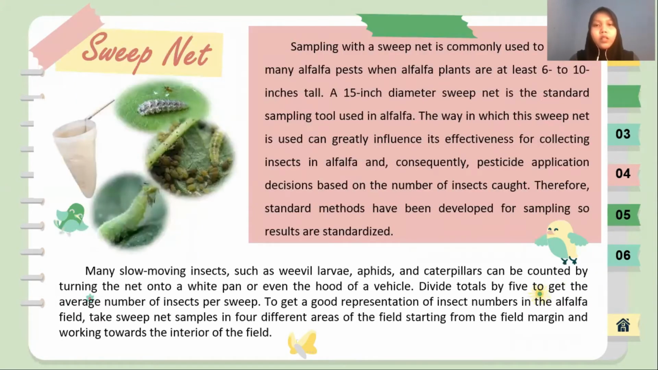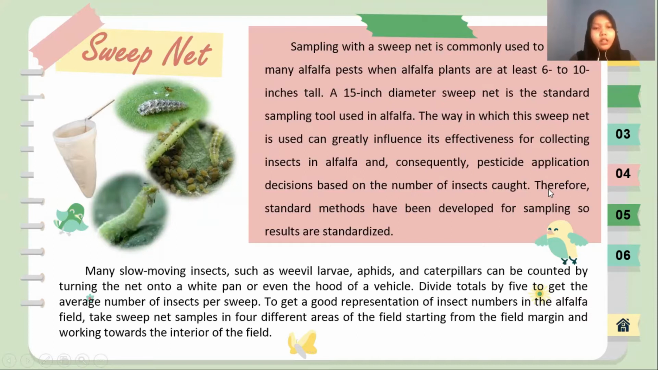Sampling with a sweep net is commonly used to monitor many alfalfa pests when alfalfa plants are at least 6 to 10 inches tall. A 15-inch diameter sweep net is the standard sampling tool used in alfalfa. The way in which this sweep net is used can greatly influence its effectiveness for collecting insects in alfalfa, and consequently pesticide application decisions based on the number of insects trapped. Therefore, standard methods have been developed for sampling so the results are standardized.